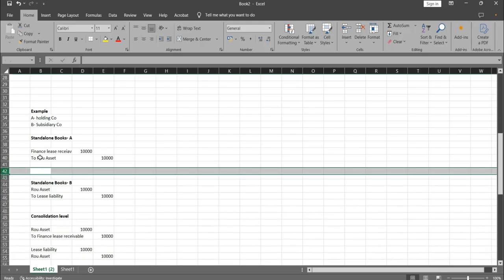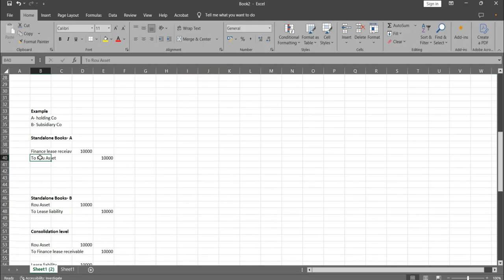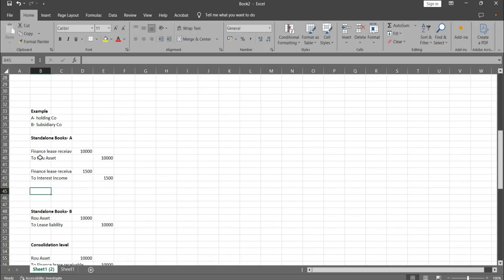Now in the books of entity A, there will be more entries. In finance lease receivable, entity A has booked interest income. So to book the interest income, finance lease receivable must have been debited and interest income credited, let's say with 1500. And because we have just reversed the ROU asset and not the lease liability, entity A must have booked interest expense on that lease liability, say 1200 debited to interest expense and credited to lease liability with 1200.